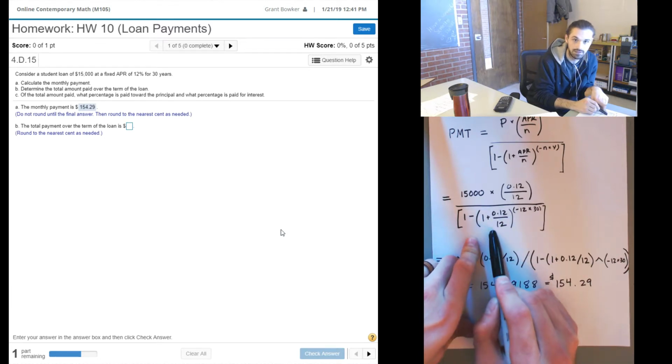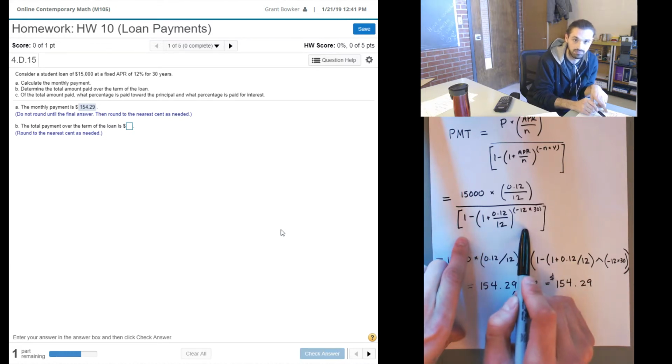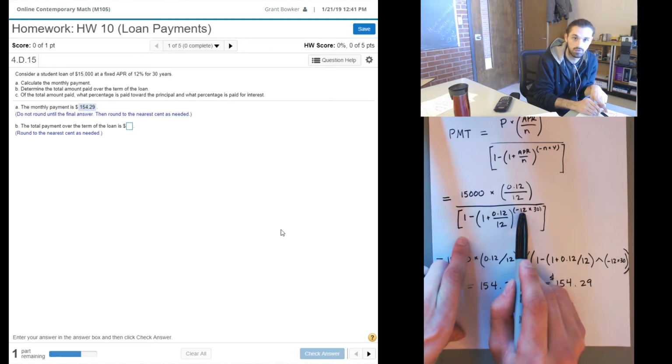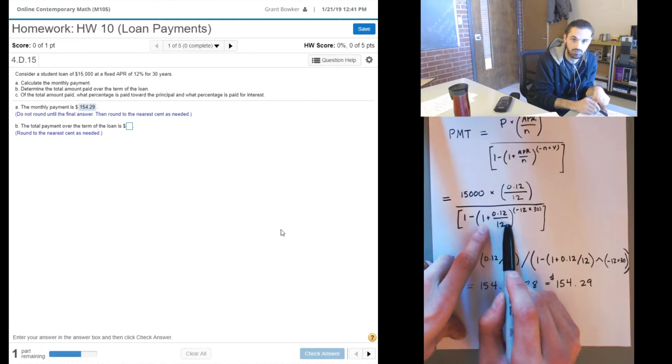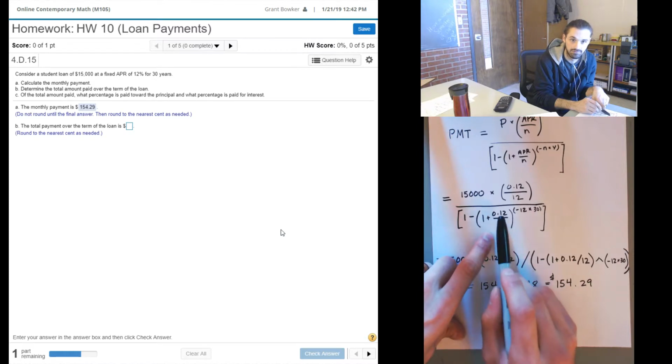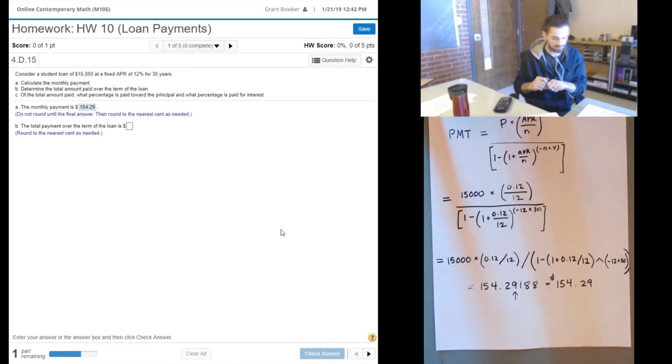So if you end up getting this problem wrong, inspect your denominator and be sure that this exponent is only put upon this base. The base meaning 1 plus APR over n. And then this 1 minus is sitting outside. So do not include this 1 minus inside of these parentheses, or else you get a very small number raised to a large exponent, and things go nasty in a hurry.